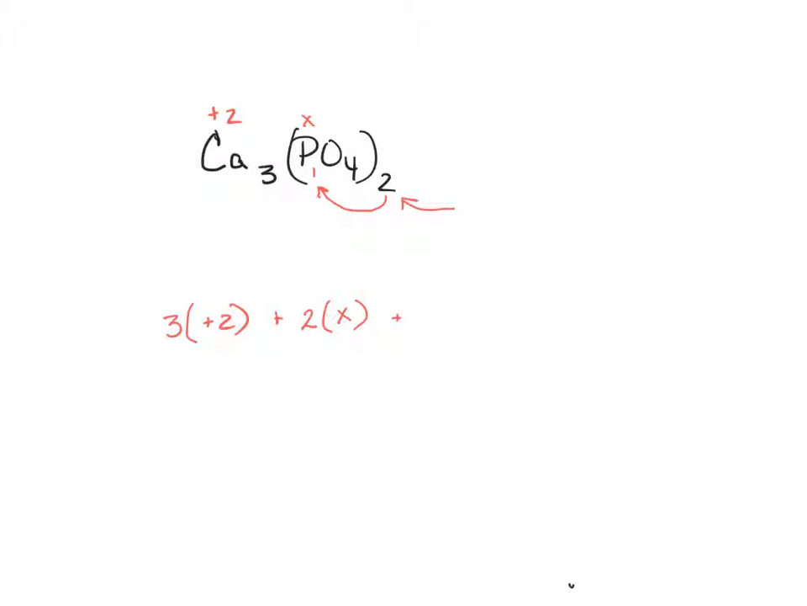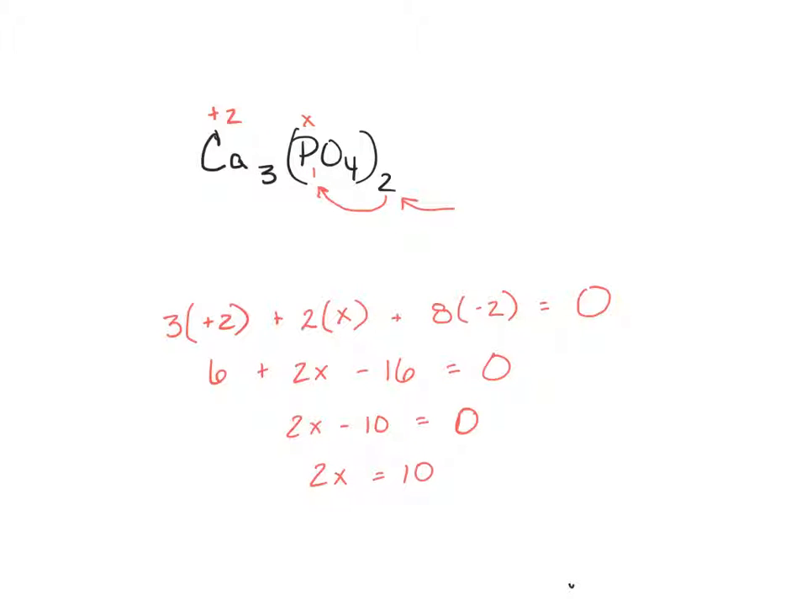And then we have oxygen. How many oxygens are there? 8. And we know that because of the rule, oxygen is almost always a -2, except if it's in a peroxide, and this is not in a peroxide. And then the whole thing has to add up to 0. And we got 6 plus 2x minus 16 equals 0. 2x minus 10 equals 0. Whoops.